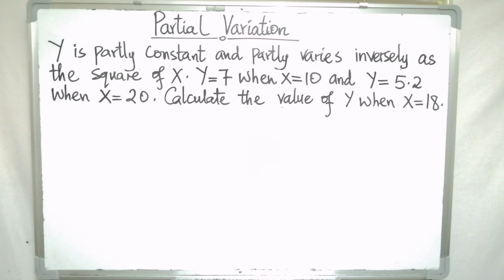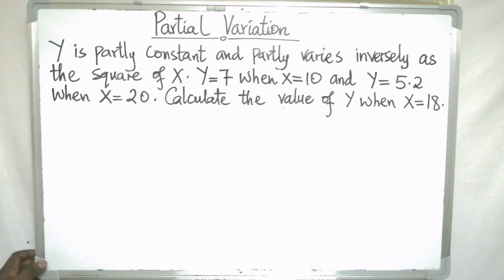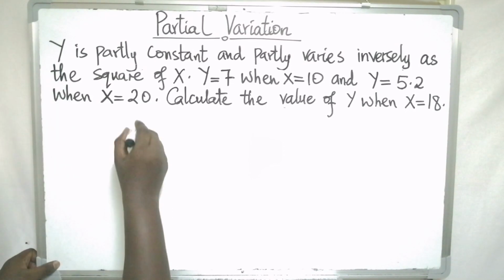We are told y is partly constant and partly varies inversely as the square of x. Let's see how to solve it.